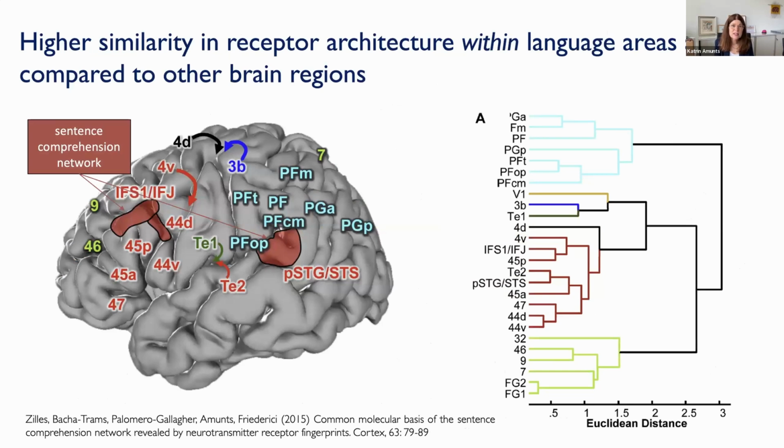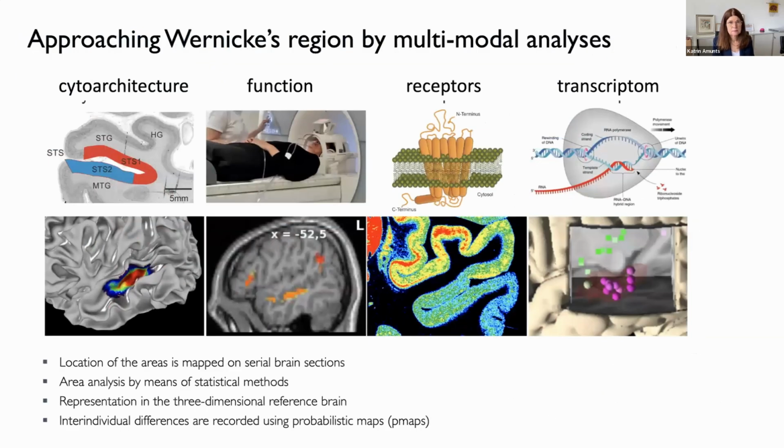And interestingly, we see that when areas are very similar regarding their molecular or cellular structure, they also share rather similar functions, as has been shown here in this collaboration with our colleagues in Leipzig. We have identified areas of the sentence comprehension networks, and indeed the similarity in this sentence comprehension network was closer than the similarity to neighboring areas which are also prefrontal, for example.